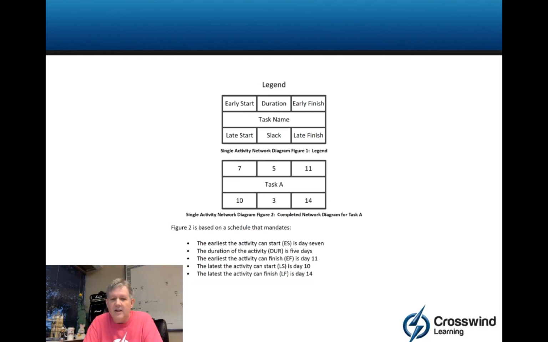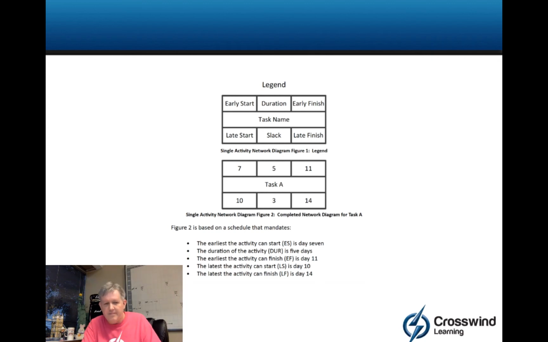Now, that said, you're tempted to go, well, the early start is day 7 and the duration is day 5, so the early finish is day 12. No, watch my fingers. If I know the earliest I can start is day 7, now let's assume whatever day we start on, we start at the beginning of the day. Whatever day we end on, we end at the end of the day. In reality, you can split days, but from a test perspective, whatever day you start on, it's the beginning. Whatever day you end on, it's the end.